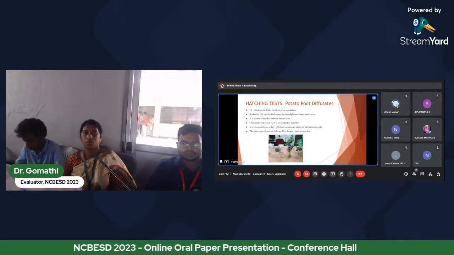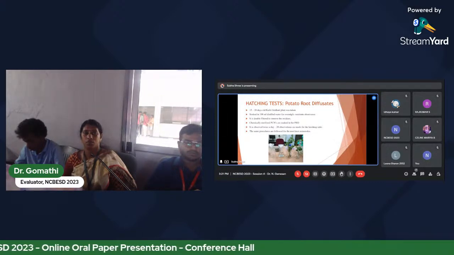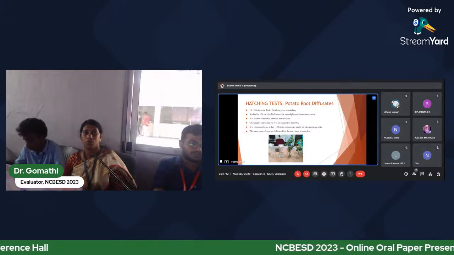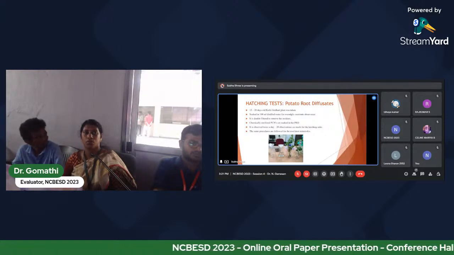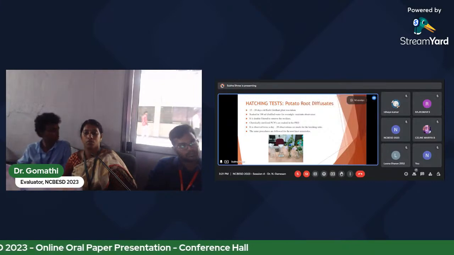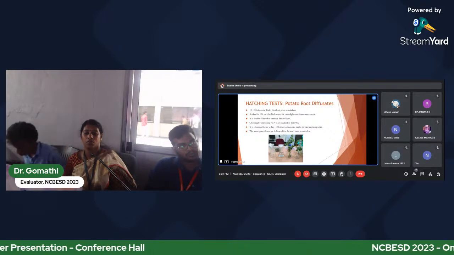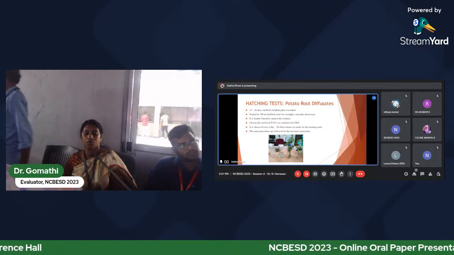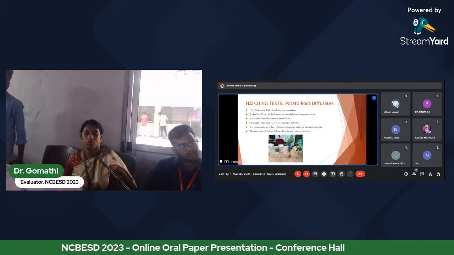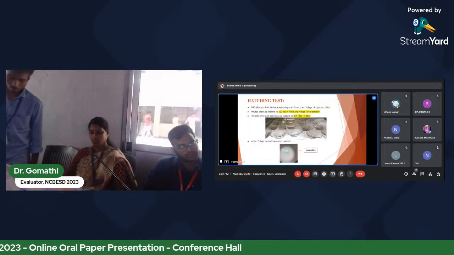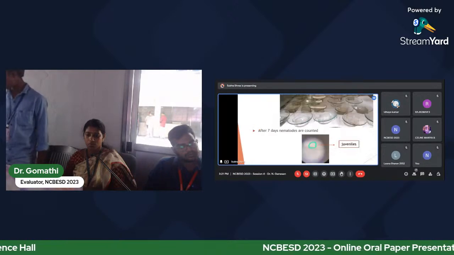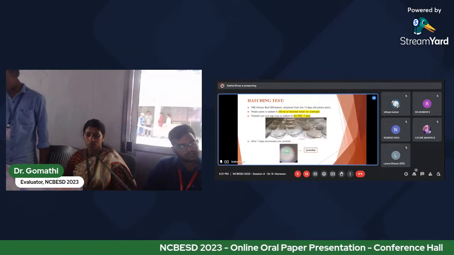The hatching test, as a cross check of the hatching study, was done using potato root diffusates. A 15 to 20 day old Kufri Girdari plant was taken and its roots washed and soaked in distilled water for overnight incubation. Next day I double filtered the water and used it for the hatching test study for the potato cyst nematodes. Then the juveniles hatched, and I counted the juveniles according to the treatments.